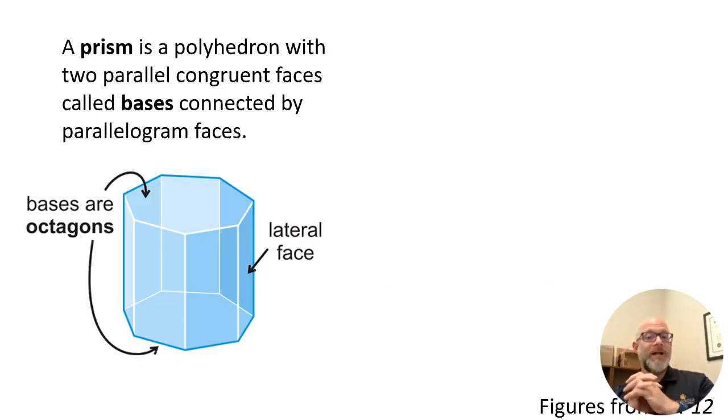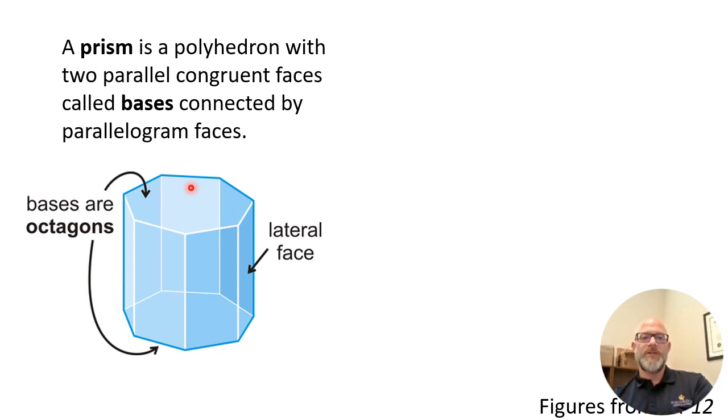A prism is a polyhedron with 2 parallel congruent faces called bases connected by parallelogram faces. All right, so a prism is a polyhedron. What did we say a polyhedron was? It's a closed figure, flat surfaces, and the surfaces are polygons. So you see you got octagon up here, you got rectangles here. That's definitely a polyhedron, but what makes it a prism?